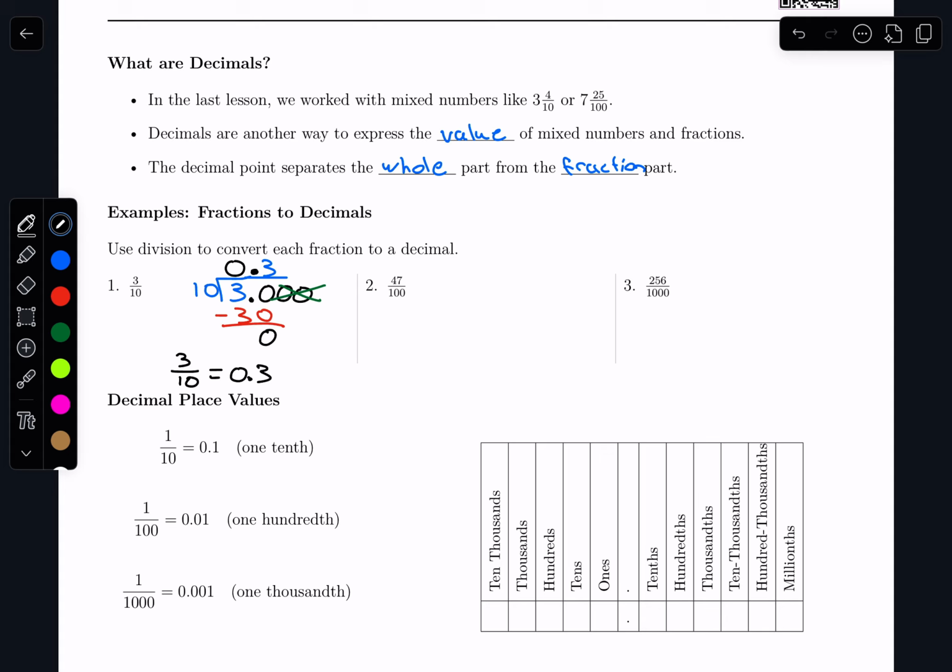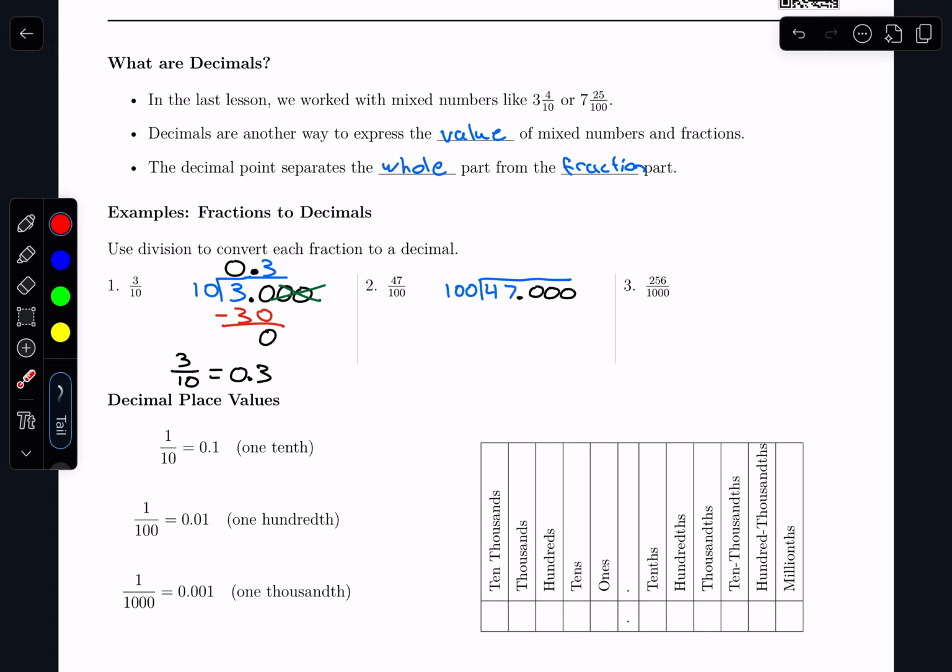All right, let's try number 2. We're going to have a bigger number on bottom now, but the process is the same. We're dividing 47 by 100, so I'm going to put 47 inside the box and 100 on the outside. Because 47 is smaller than 100, I'm going to have to add some decimal places to this. So I'm going to put 3 here. I don't know how many I'll need, so I'll just put 3 for now, and we can always get rid of a couple if we don't need them.